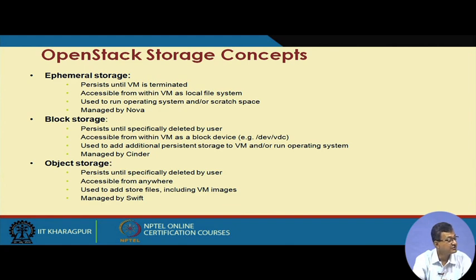Then we have object storage, which is managed by Swift, persists until specifically deleted, and is accessible from anywhere. It is used to add and store files, including VM images, right. So, some of the images managed by the Glance service are also stored in the object storage, and the object storage, as we have discussed earlier, is managed by Swift.